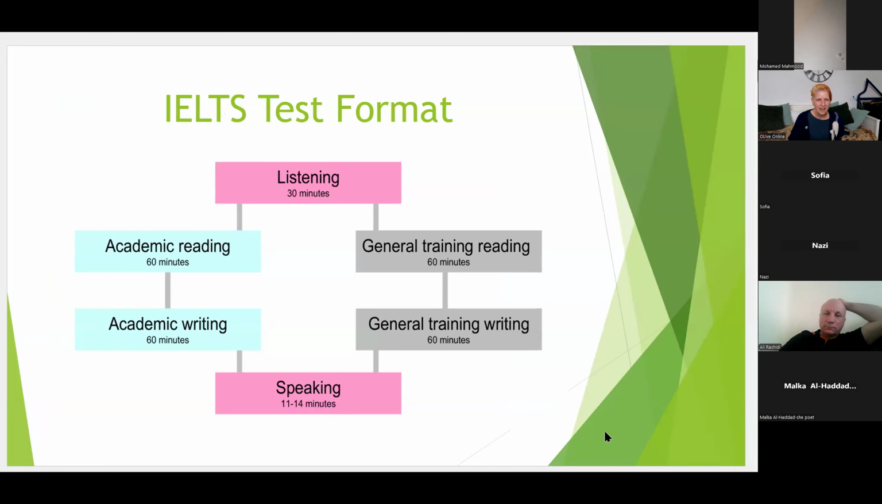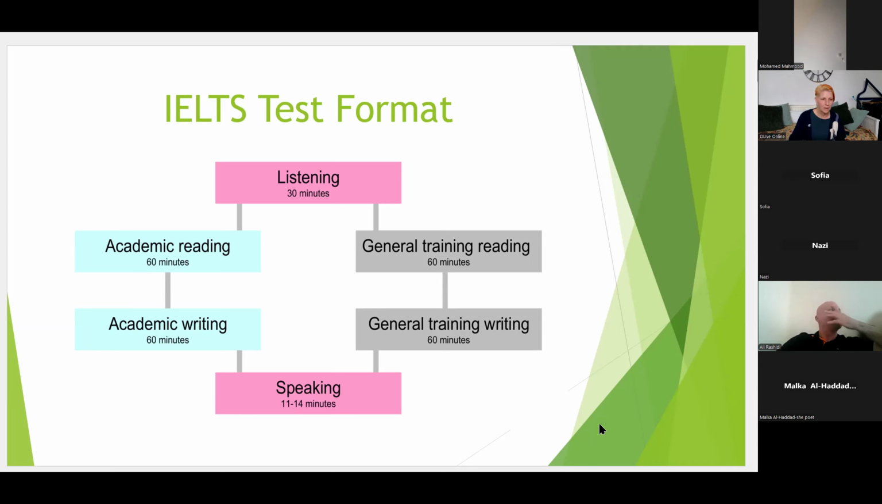Enough of me babbling. So the format: there are 4 parts to the exam: listening, reading, writing, and speaking. The listening, reading, and writing will be in one block when you take the exam. The speaking will either be before or after. It can be even on another day. The speaking is always in person.